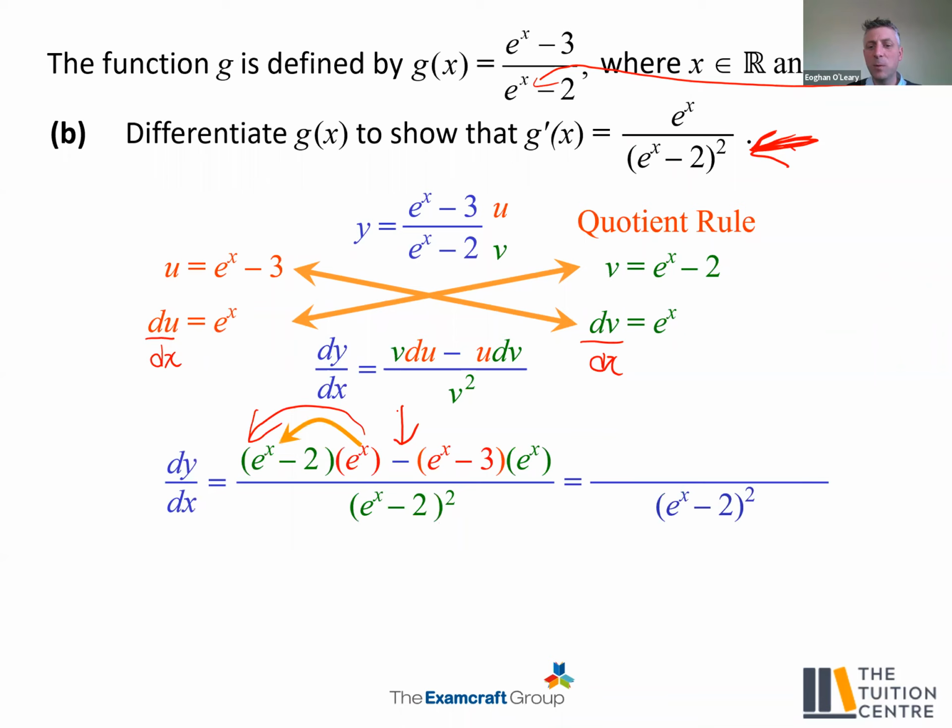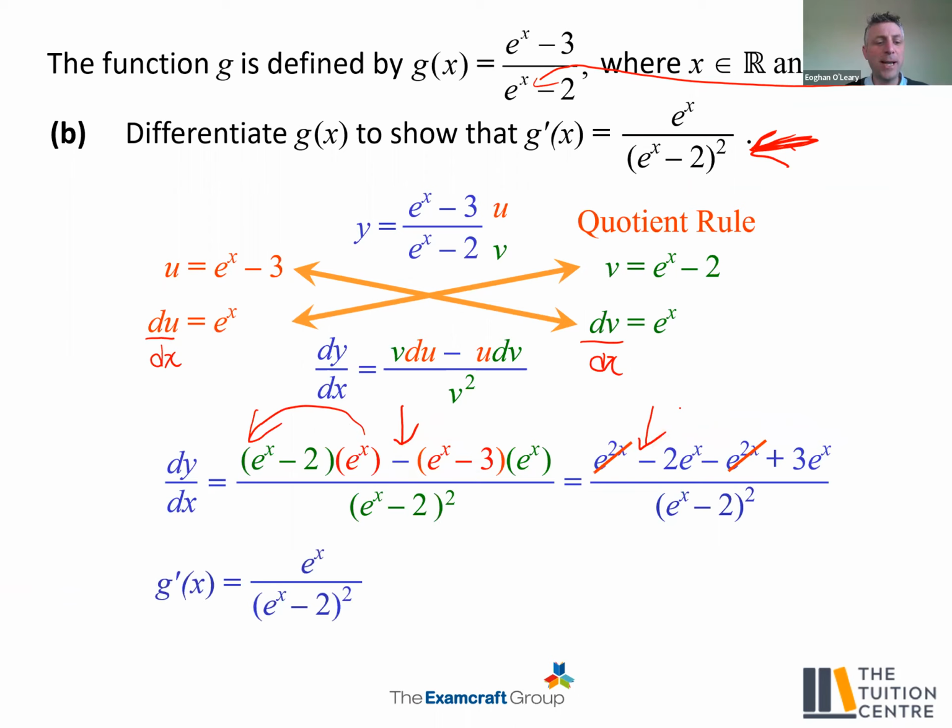What we're going to have is the e to the power of 2x's will cancel out. And we have minus 2e to the power of x plus 3e to the power of x. Well, if we have 3 of something and we subtract 2 of them, we're going to be left with one of them. So in this case, it's going to be left with just e to the power of x.